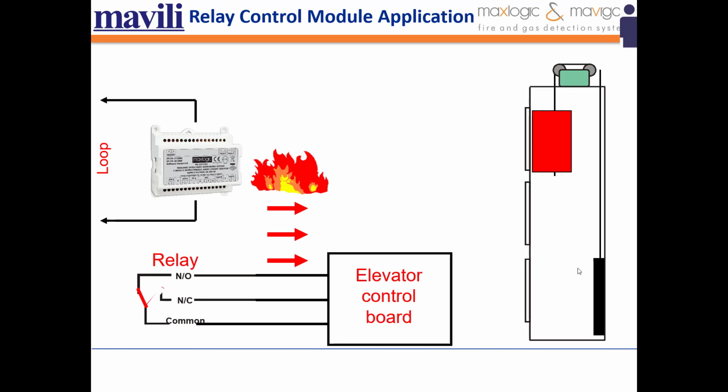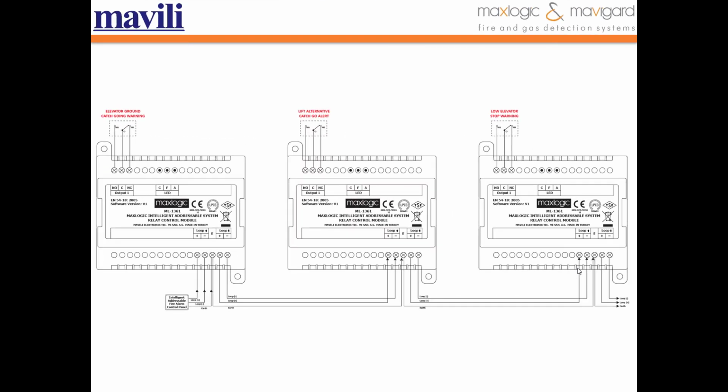And this is relay control module application. As you can see, with this module, you can control elevators and you can see normally open, normally closed, and common positions. In a fire event, you can control your elevator with this module. Elevator control in emergency situations.